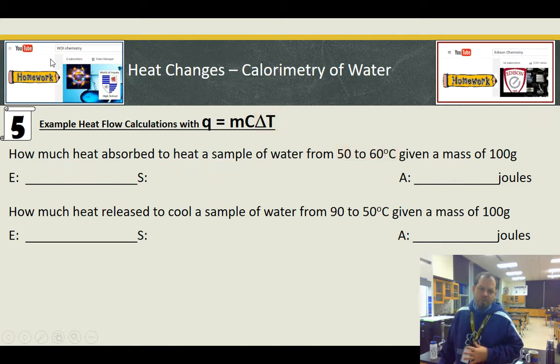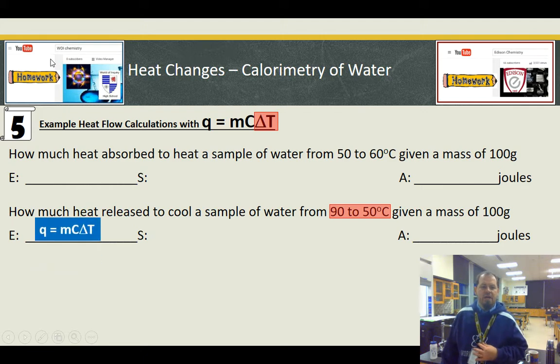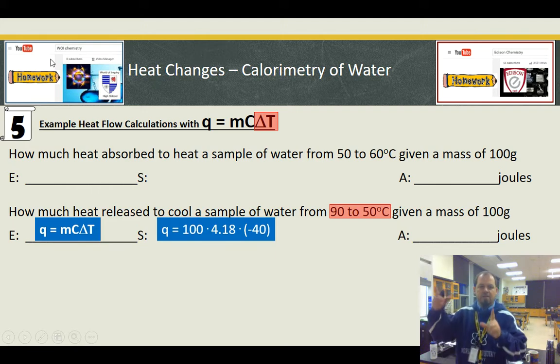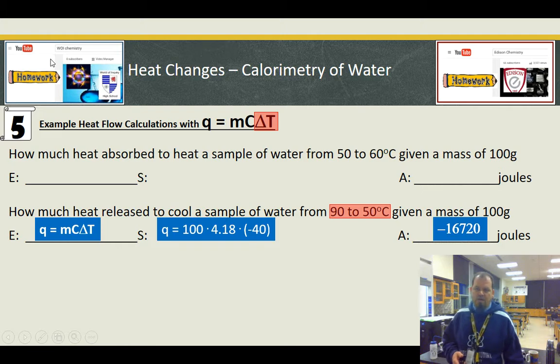Next one. I'm going to change now from 90 to 50. Okay. So that right away tells me delta T. There's my equation. I'm going to use MCAT. I'm going to plug in, but this time I have 100 grams. Okay, good. C is the same, 4.18. But this time my change is negative 40. I went from 90 to 50, so I went down 40 degrees Celsius. So I'm going to plug those all in, multiply those all together, and I get negative 16,720 joules.